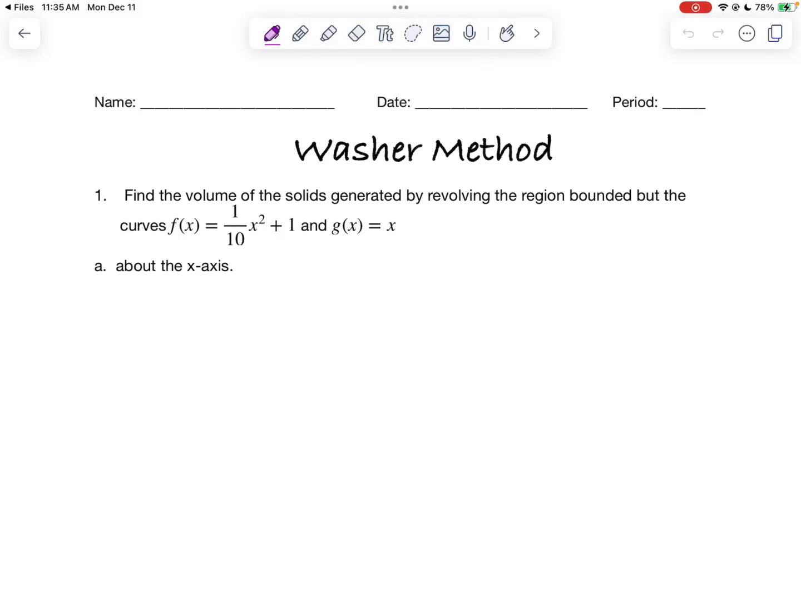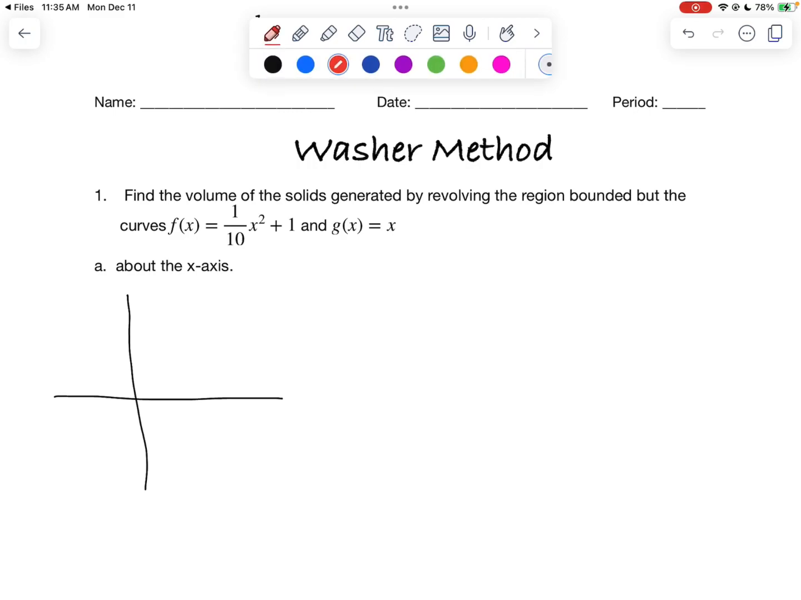Okay, we're going to learn the washer method today. To do this, I'm going to start with an example. We're going to find the volume of the solid generated by revolving the region bounded by the curves f of x equals 1 over 10 x squared plus 1 and g of x equals x.